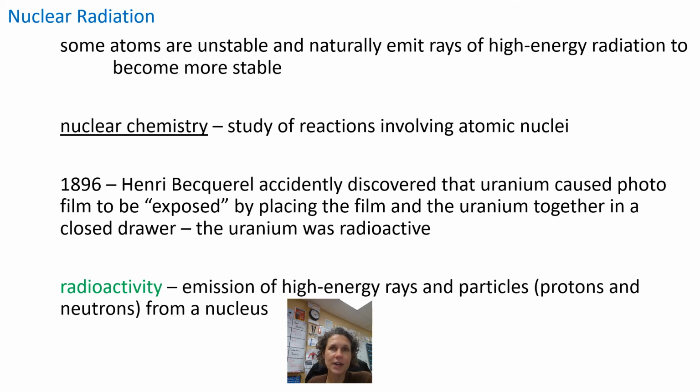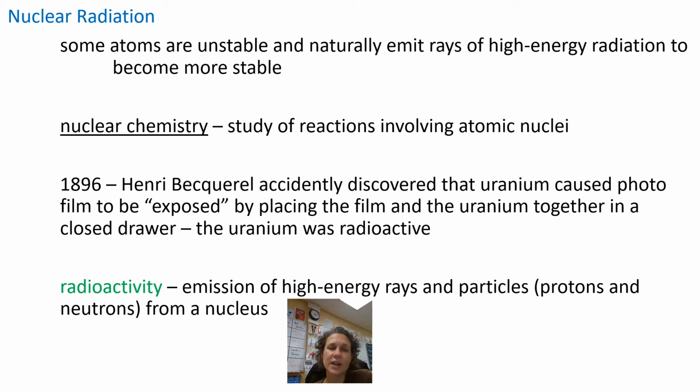Okay, now the second part of chapter 16 has more to do with nuclear radiation. This has to do with the energy that is given off by unstable atoms. They're unstable because there's some kind of imbalance, usually in their nucleus, and they have to get rid of the extra energy to become stable.